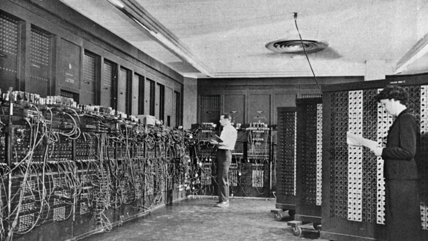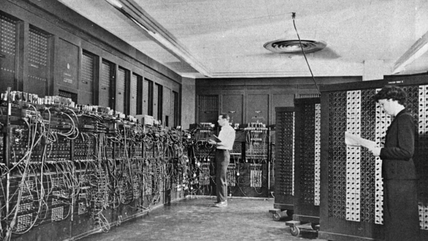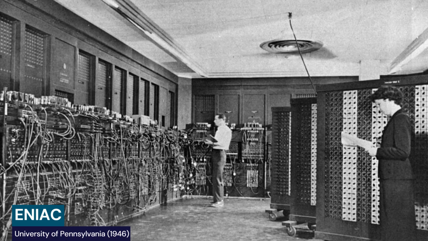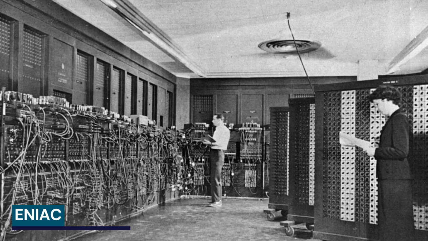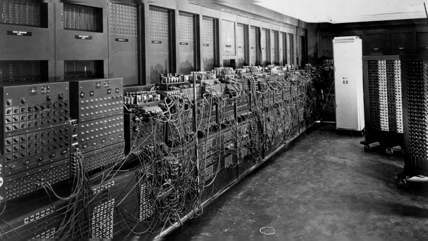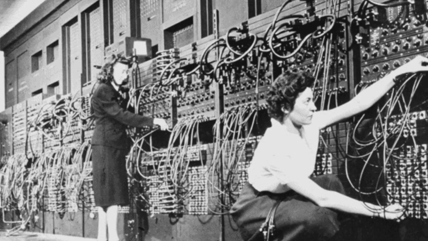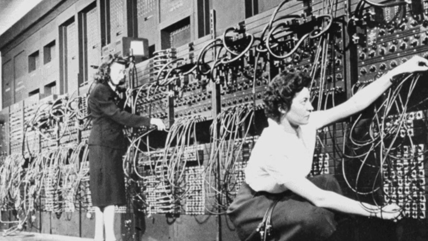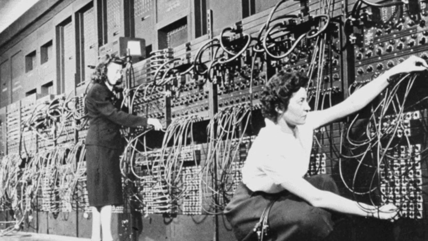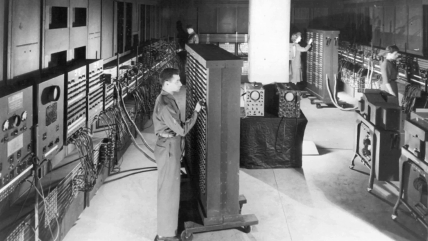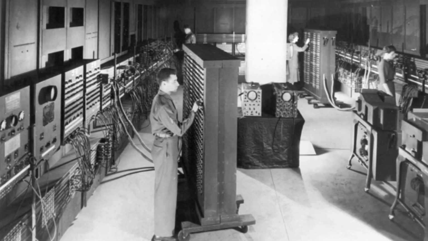The first electronic general-purpose computer was the Electronic Numerical Integrator and Computer, or ENIAC, built at the University of Pennsylvania in 1946. ENIAC filled an entire room, contained over 17,000 vacuum tubes, and could perform approximately 5,000 calculations per second. It was programmed manually by rewiring plug boards and setting switches, a laborious process. Nonetheless, ENIAC represented a major breakthrough and demonstrated the potential for electronic computing.